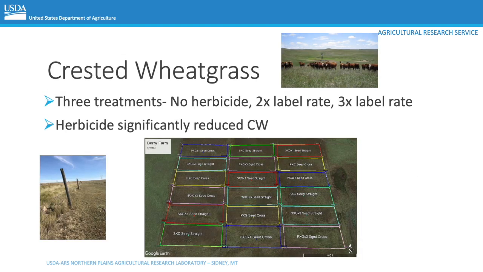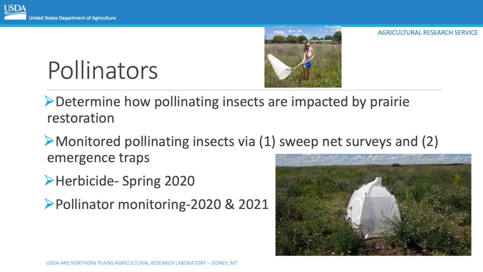And so here's just a quick photo of how the plots were laid out and what the surrounding landscape looked like before they removed the cattle off these plots. My goal was to look at pollinators and how they are impacted by this prairie restoration.